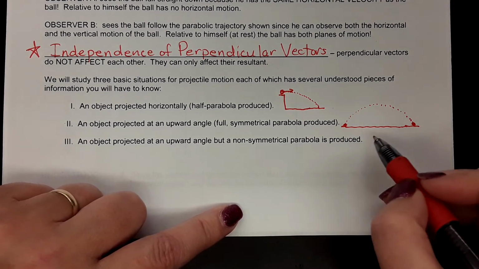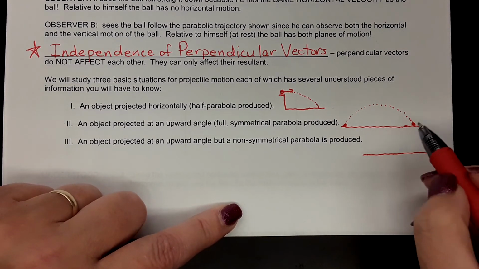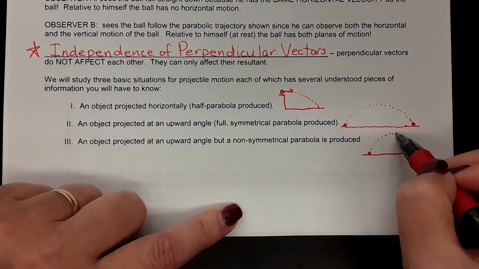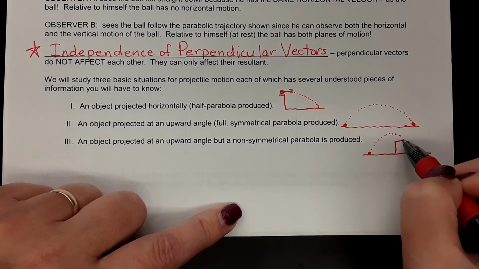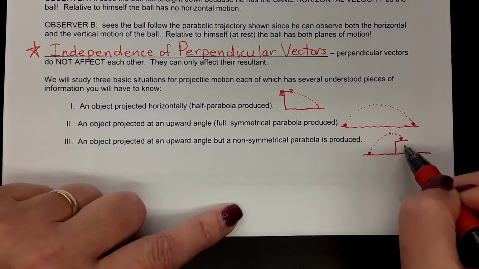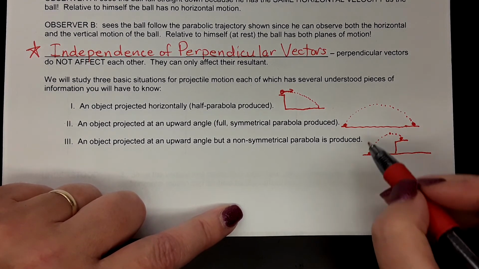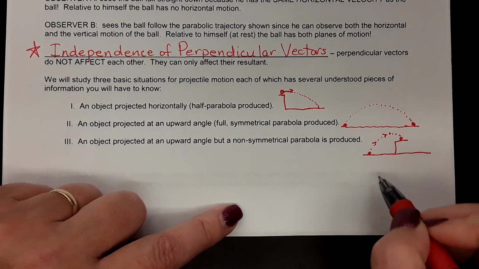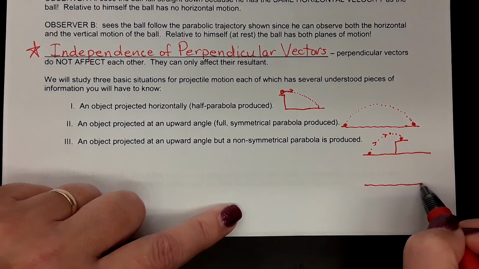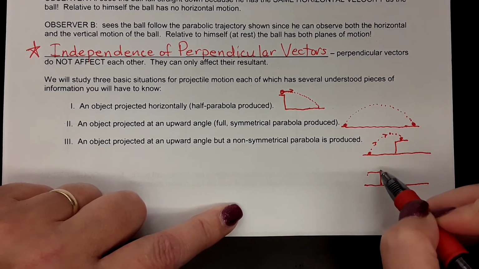Then what happens if you have something that does this? It starts on the ground, but maybe it doesn't get all the way back down. Maybe it lands on top of something, okay? So it reached the top and started down, but couldn't get all the way back down. This is what we call a non-symmetrical parabola, and it could go this way. You could end above where you started, but you could also end up below where you started.